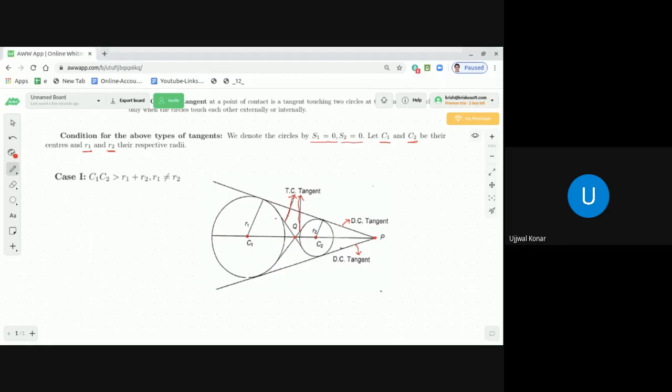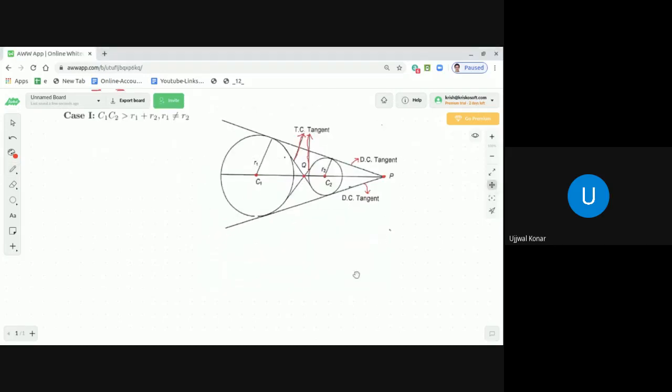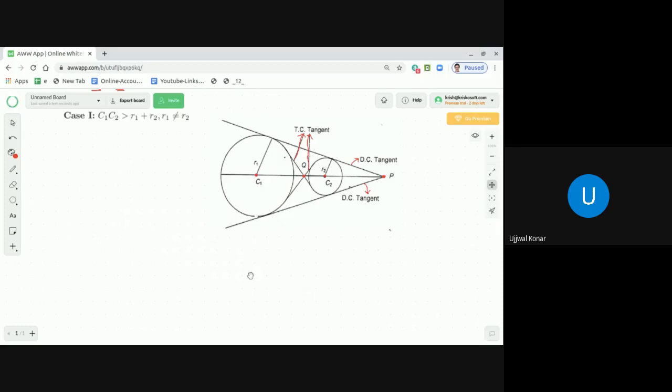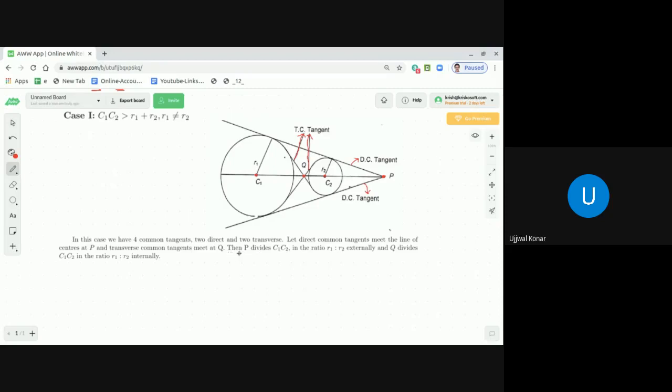Let me repeat once more, dear students. These two are very important pieces of information. What I'm saying is that the point P, which is the point of intersection of the direct common tangents, divides C1C2 in the ratio R1 is to R2 externally. What does it mean? It means that C1P is to C2P is equal to R1 is to R2.